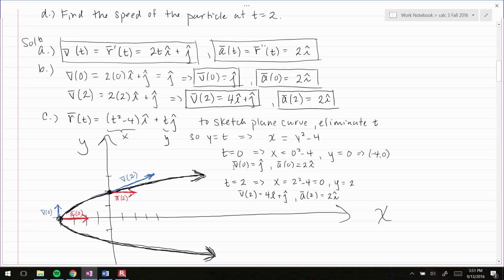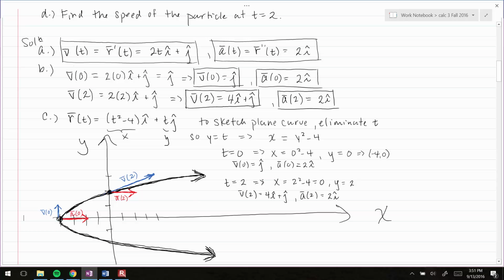So next, t equals 0. At t equals 0, we need to find the point that goes with that. Just plug in your t equals 0 into your x and y components and you get the point -4, 0.